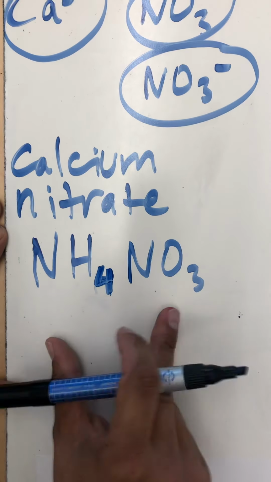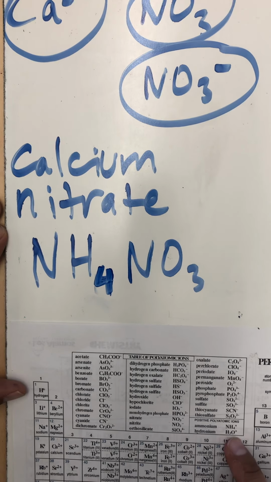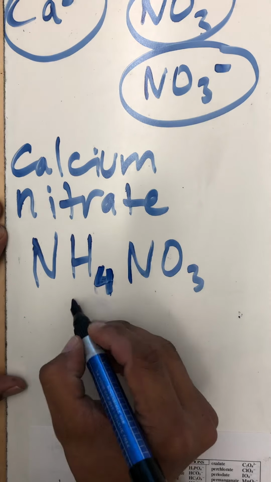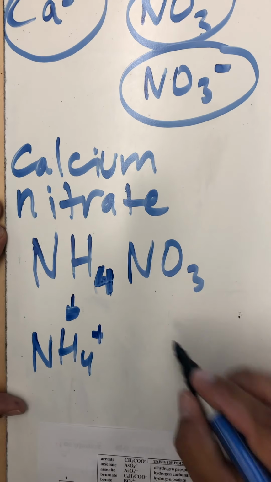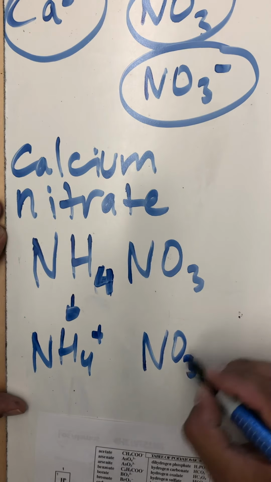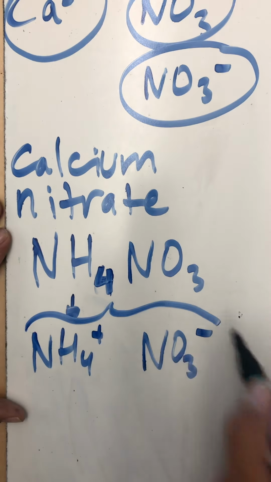So here we go. Let's break this apart. Let's see what this is. Looking over here, look, there it is, ammonium. Well, there's also hydronium. That's its friend, but let's break this apart. NH4+ and nitrate from before, NO3-, and they come together to make NH4NO3.